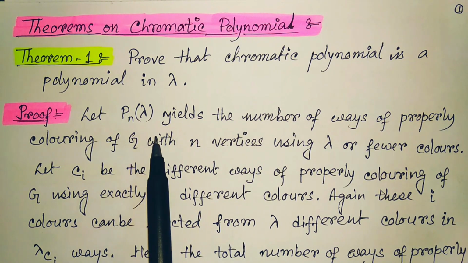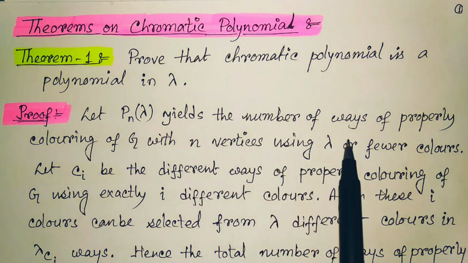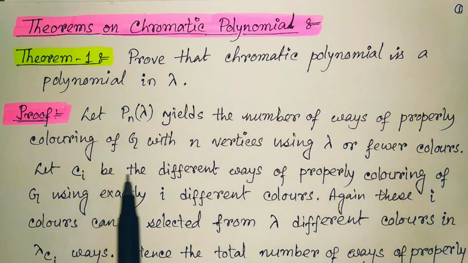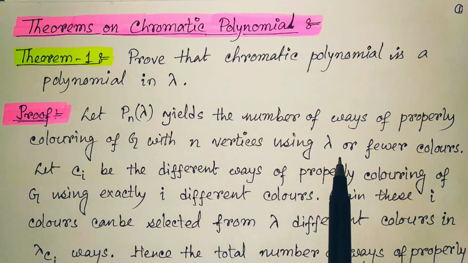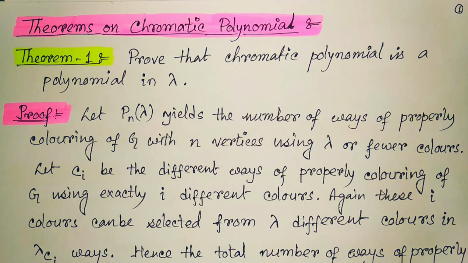Let P_n(lambda) yield the number of ways of properly coloring G with n vertices using lambda or fewer colors. So initially a graph G is given with n vertices, and we choose lambda different colors to color the graph G. Definitely the value of lambda should be less than or equal to n, the number of vertices.